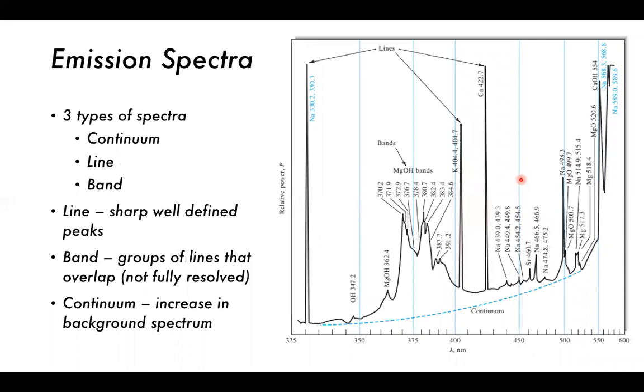So the emission spectra here, we can see all three in one. We can see line spectra here and here and here and over here as well. These are all lines. We also have band spectra here. We can see a lot of overlapping lines. And then we have a continuum spectra, which is kind of like the background. So three types of spectra: continuum, line, and band. Line spectra are sharp, well-defined peaks. Band spectra are groups of lines that overlap and are not yet fully resolved. Continuum spectra cause an increase in the background spectrum.